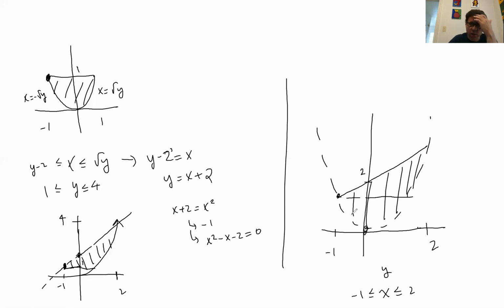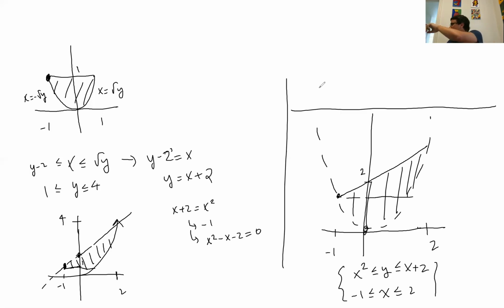What are the y curves? Well, the top is the line, so that means that y is going to be less than x plus 2, and it's above the parabola, which is x squared. So that's my characterization where I can put all the integrals into just one. So put both integrals just into one. Okay. So now if I combine them into one, x is going from -1 to 2, and y is going from x squared to x plus 2.